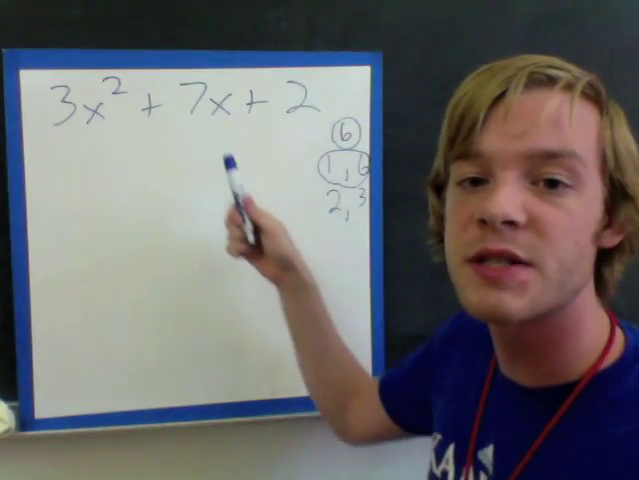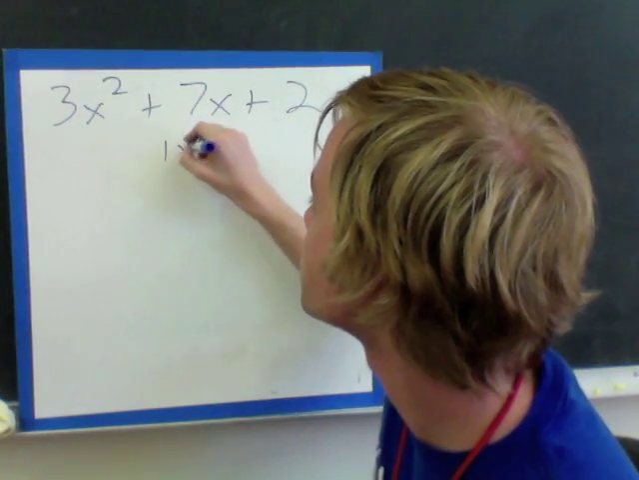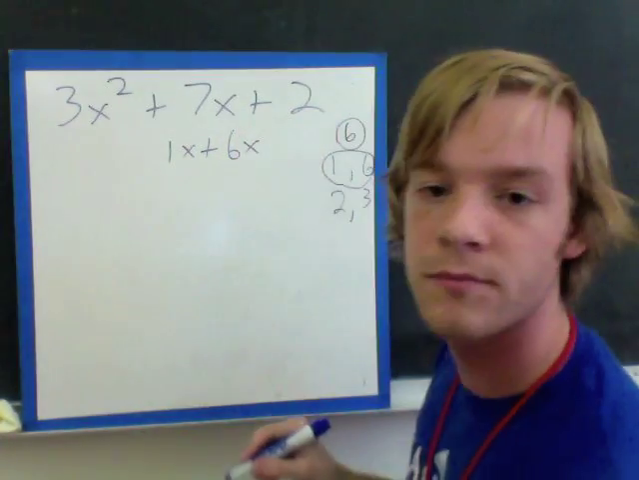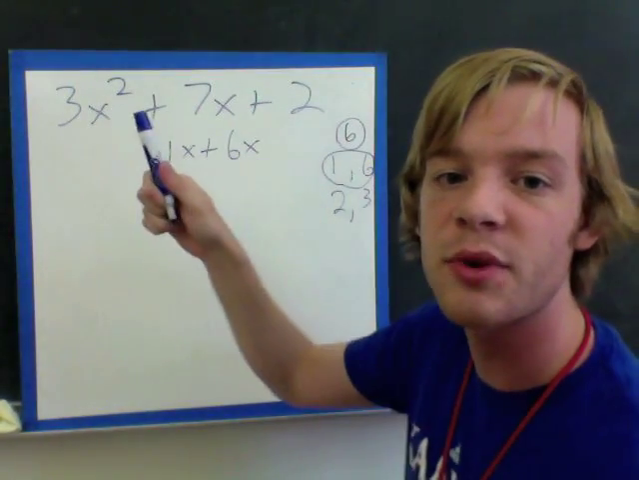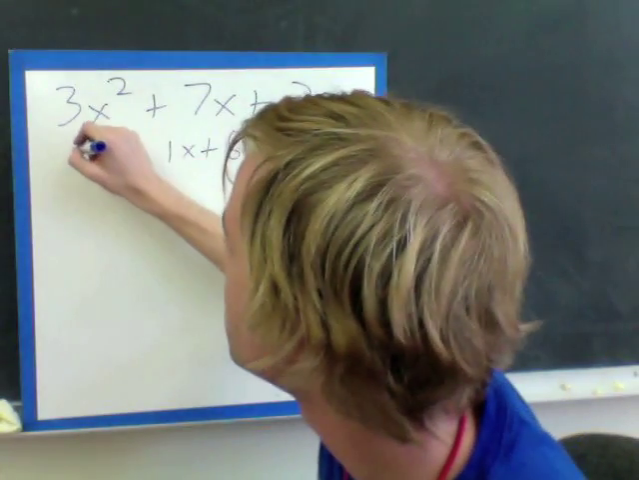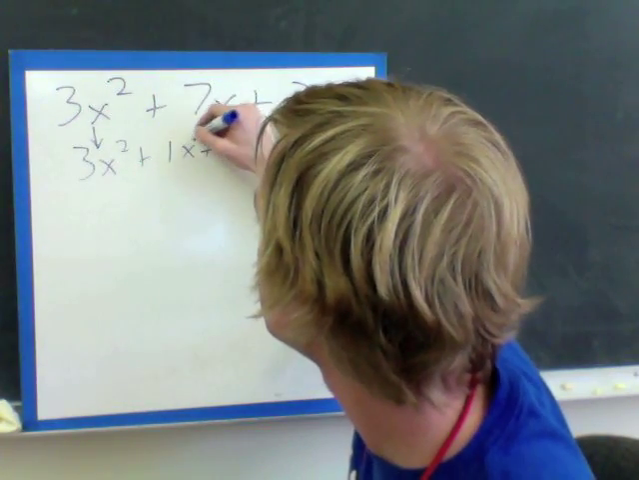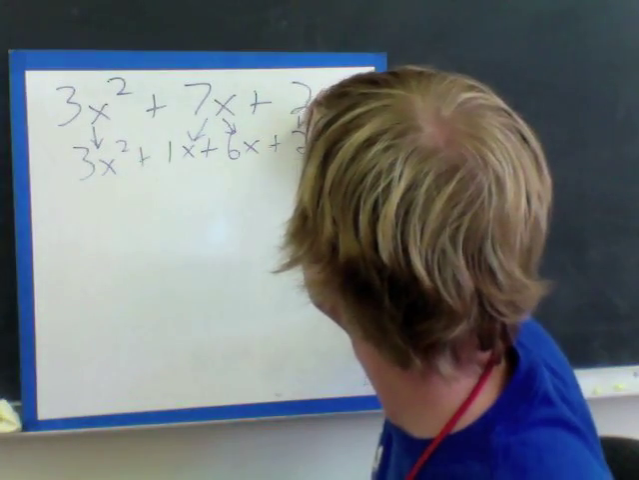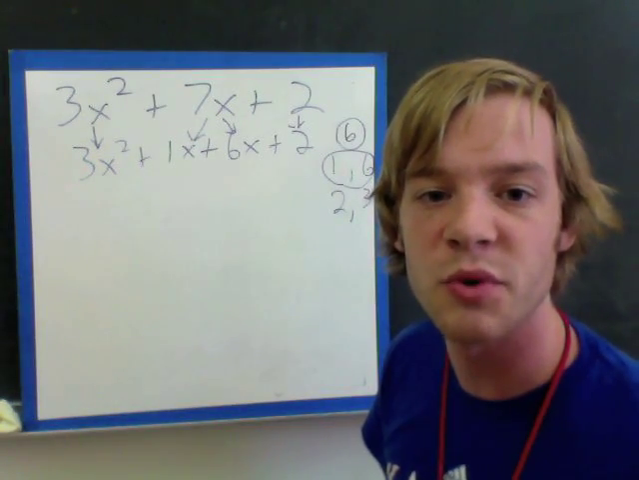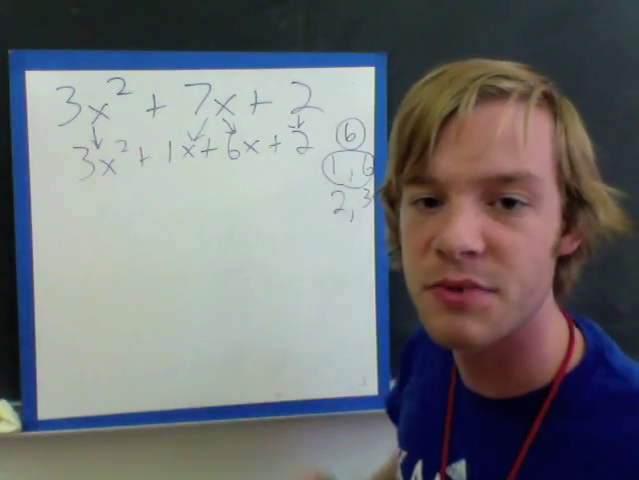And we're just going to go ahead and split this 7x into 1x plus 6x. Like so. The 2 comes down, the 3x squared comes down. And as you should remember from our other problems where we were grouping, now we want to put parentheses around our first two terms and around our last two terms.